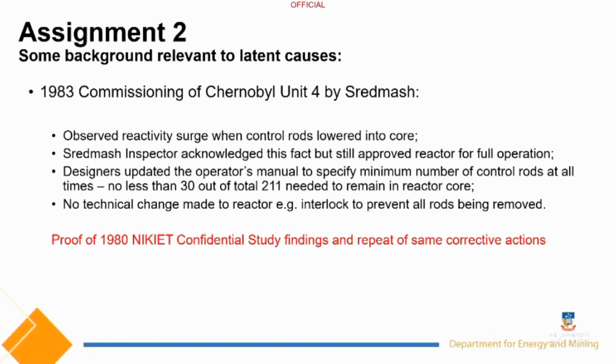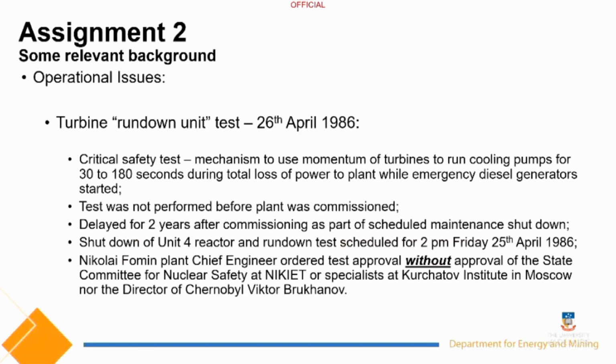The designers updated the operator's manual to specify a minimum number of control rods at all times: no less than 30 out of the total 211 needed to remain in the reactor. Note, at the time of the incident, there were only 8 control rods in the reactor. They'd all been lifted above their safety level. There was no technical change made to the reactor, for example an interlock, to prevent all rods being removed. So the proof of the 1980 confidential study findings and a repeat of the same corrective actions were observed in 1983.